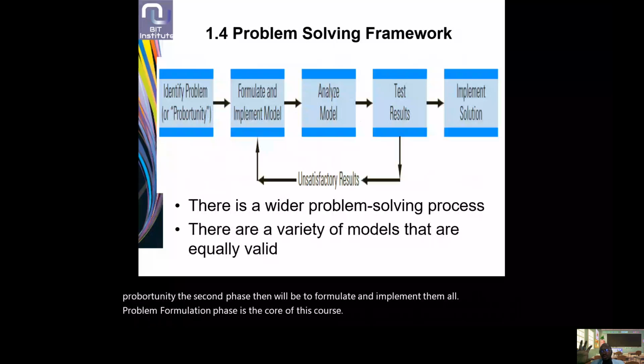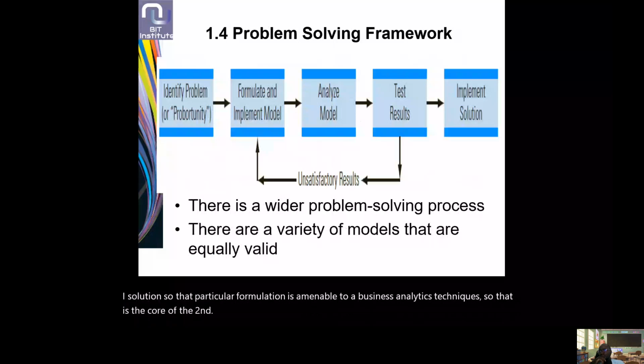That is, when you identify the problem, how do you formulate a solution so that that particular formulation is amenable to a business analytics technique? So that is the core of the second phase.